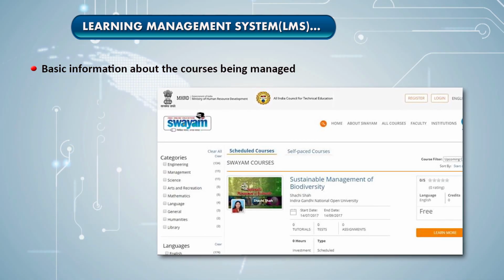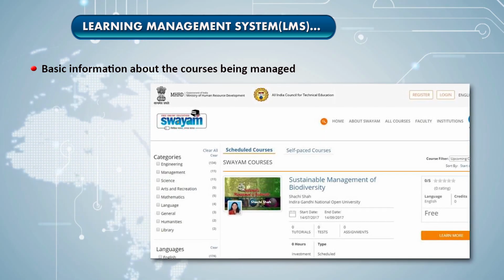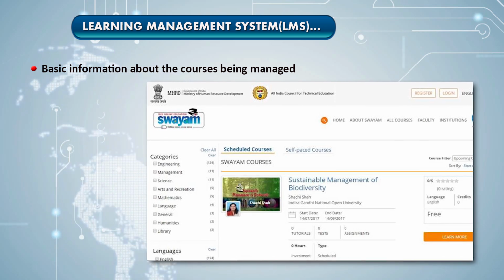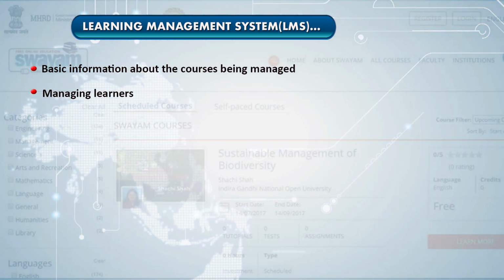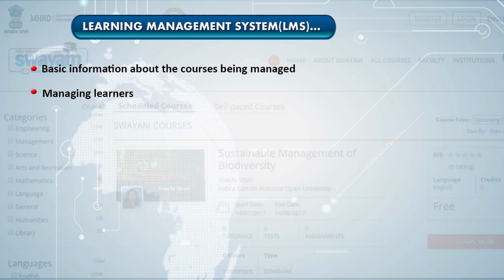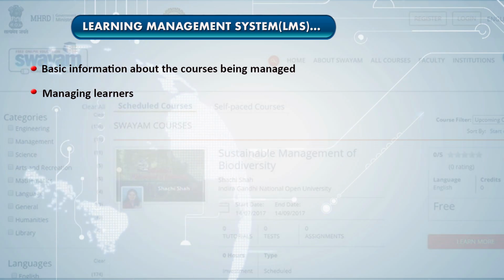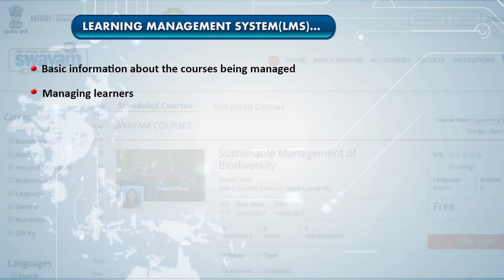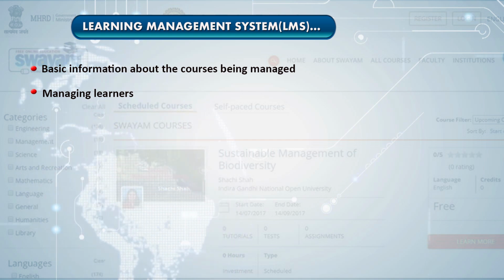So, pre-information or the basic information about the course is managed by the learning management system, which is made available to anybody who would like to enroll, right. Then the second thing boils down to managing learners. Once you register in a particular course, it is the responsibility of the learning management system to control your basic things like username, password, if there are changes needed in the password, if you have forgotten your password. So, all those things are controlled by the learning management system.